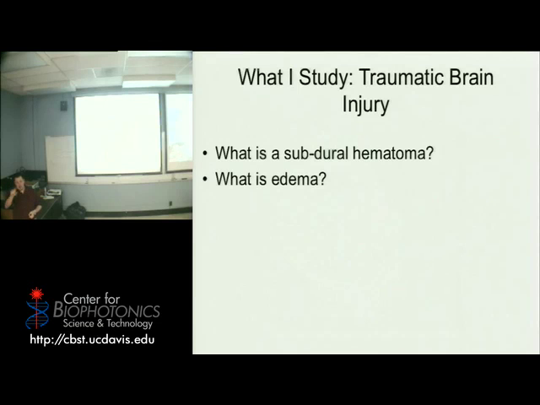There's a subarachnoid space in between, and that's where your blood vessels are. And on top of that's the dura, which is this very thick, firm covering. And it kind of keeps the brain separate from everything else. So when something's subdural, that means it's below the dura. And a hematoma means blood. Does anybody know what edema is? A bruise, it's swelling. So can anybody tell me the difference between, say, bruising your arm and bruising your brain? Go ahead.